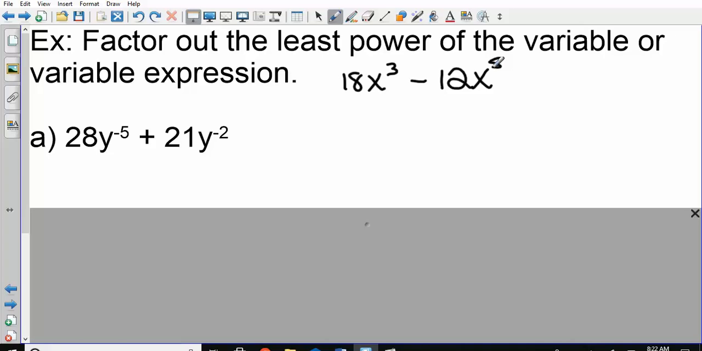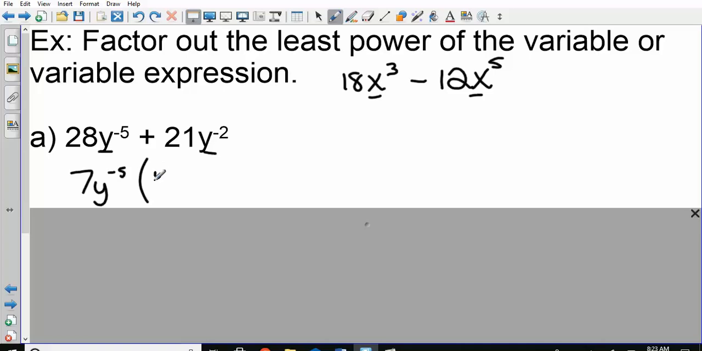Okay, so let's look here. If I had 28 and 21, what would I factor out? 7. Okay. How did you decide x to the third here? It was the smallest. So what's smallest, y to the negative 5 or y to the negative 2? Y to the negative 5. Okay, so we're going to take out 7y to the negative 5.